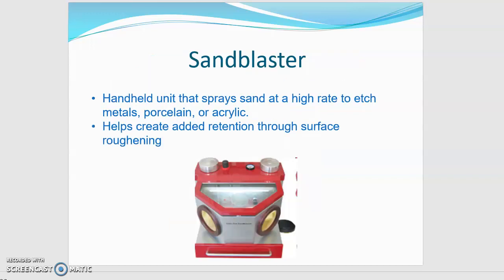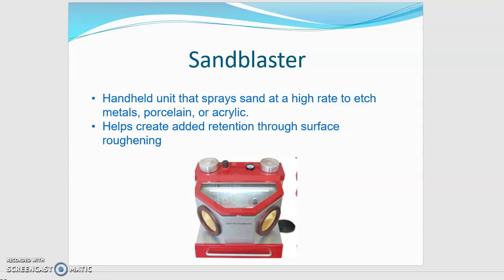The sandblaster. This is a little unit that sits on top of the table in the lab, and it sprays a type of sand at a high rate to etch metals, porcelain, or acrylic. This helps create added retention through surface roughening.